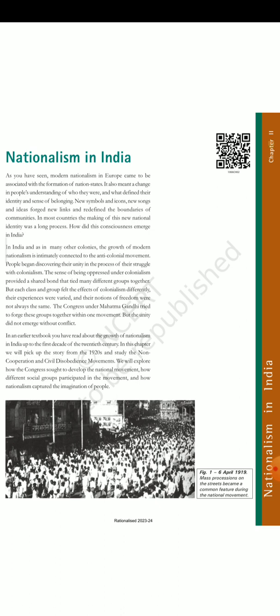Chapter 2: Nationalism in India. Fig. 1. The 6th of April 1919. Mass processions on the streets became a common feature during the national movement.